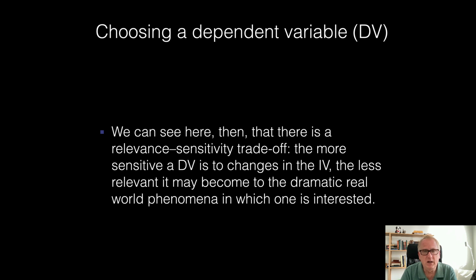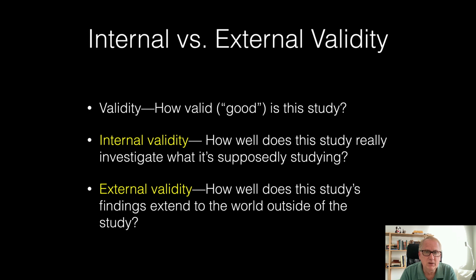All right, so there we've talked about how we choose our sample, how we choose to do an experiment, and then how we look at our independent and our dependent variable. It's time now to think about internal versus external validity. So validity in psychology refers to the question, how valid or good is this study? So that's what we mean by validity. It's a judgment of how good the study is.